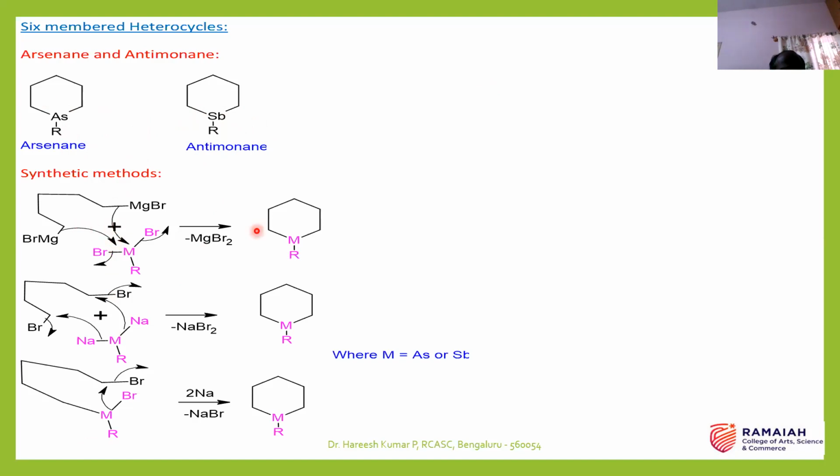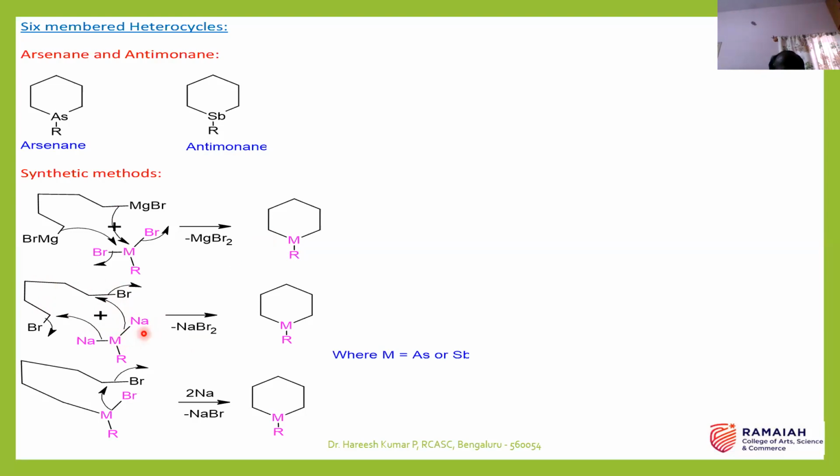Here the Grignard reagent, more particularly the 1,5-dimagnesium bromide, is treated with a metal bromide. Here the metal is arsenic or antimony, and the obtained ones are called arsenane or antimonane. Similarly, one can take 1,5-dibromopentane and treat it with disodium metal. Here again the metal is arsenic or antimony.